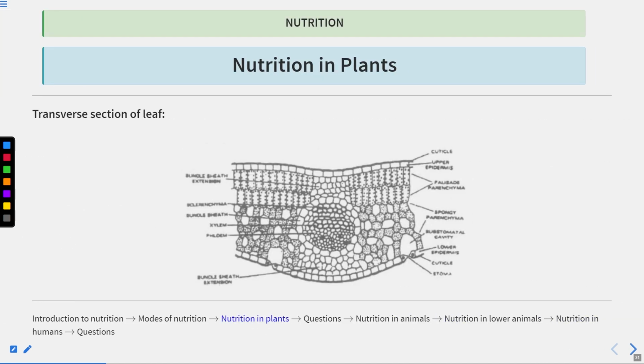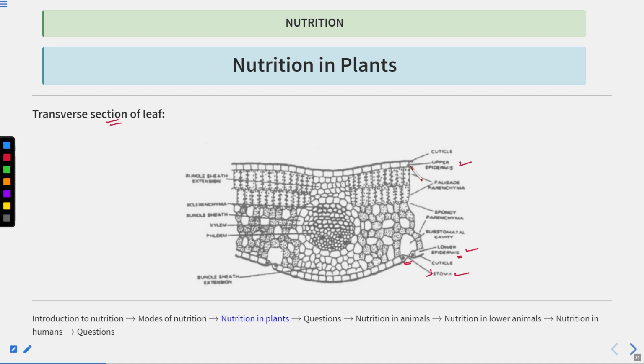Now this is an image showing you the transverse section of the leaf. Here you can see the upper epidermis is present here. Then we have the lower epidermis. And within the epidermis, what is present? Stomata. So these are the stomata, and you can see the stoma is the opening of the stomata.